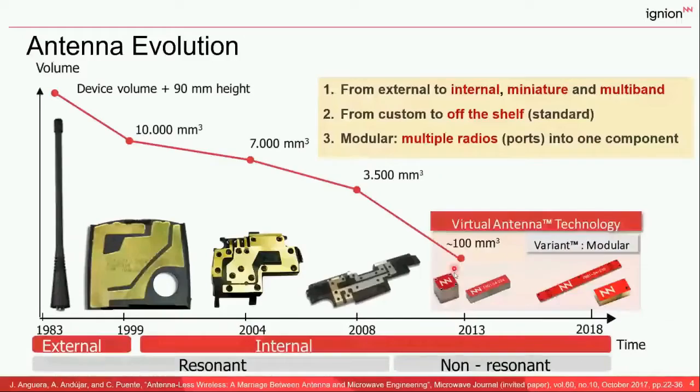So besides being small, the virtual antenna components, by the way, they are called antenna boosters. They are not only small, they can be multi-band and even multi-radio. They can operate at several radios at the same time. And they are off-the-shelf products, so ready to use, and pick and place. So they can be assembled into a PCB like any other chip, like an amplifier or a filter, which is very convenient for mass production.